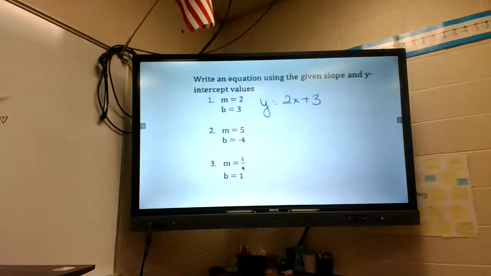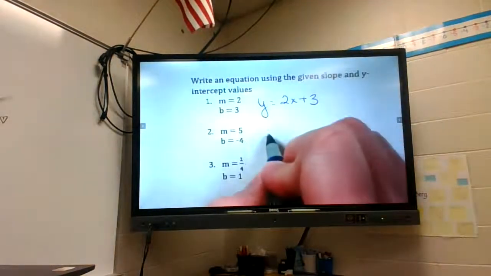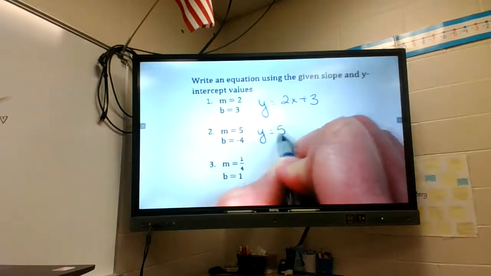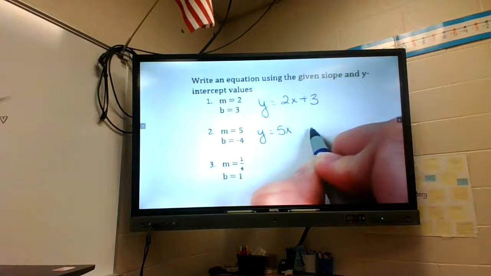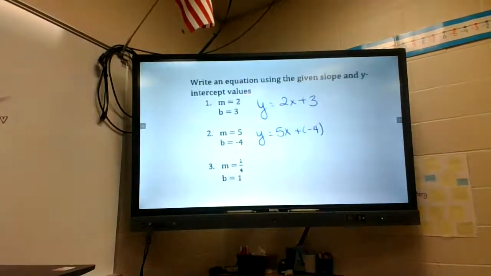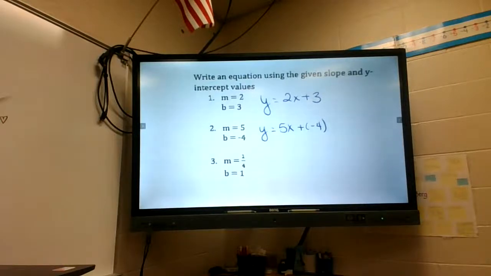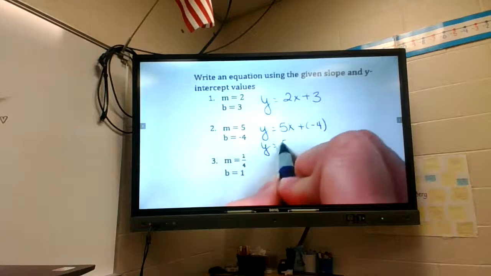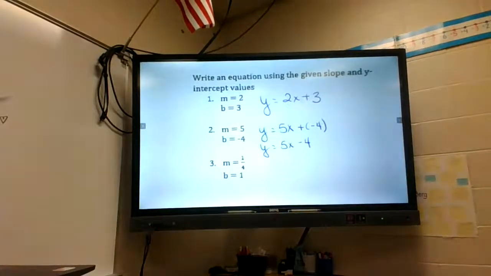All right, Carter, number 2. Okay. So it should be y equals 5x plus -4. Good. You can write that a second way. What's a second way you could write that equation, Grant? Y equals 5x minus 4. Excellent. Both of those equations are the exact same thing, and you need to start getting comfortable seeing that. Okay?